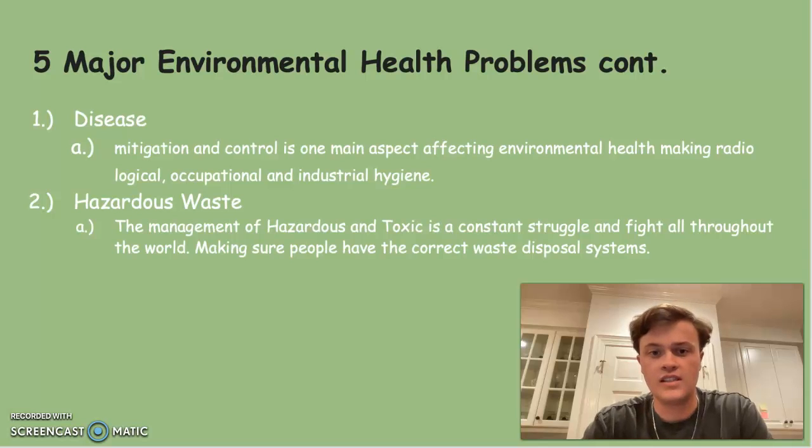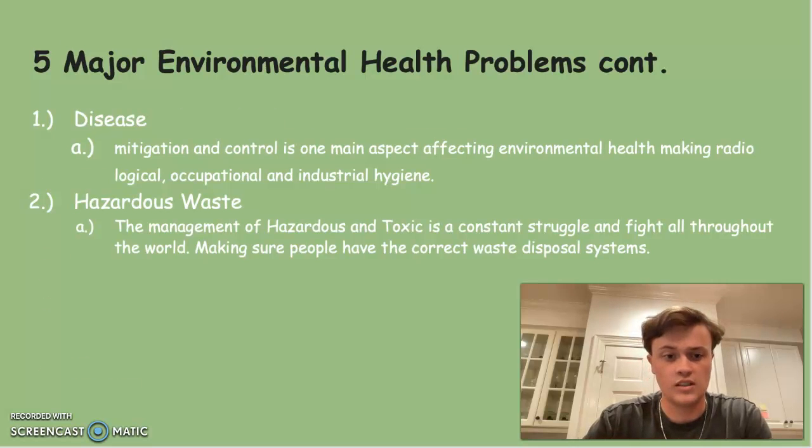Number 4 is disease. The mitigation and control is one of the main aspects affecting environmental health. And number 5, the hazardous waste. Knowing how to manage and get rid of hazardous and toxic chemicals can be a struggle. We need to make sure we educate and have the correct waste disposal systems.